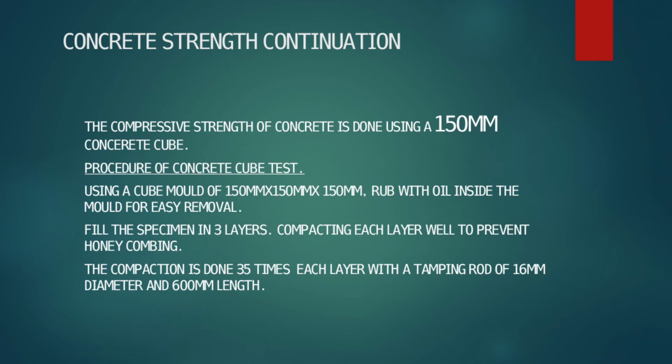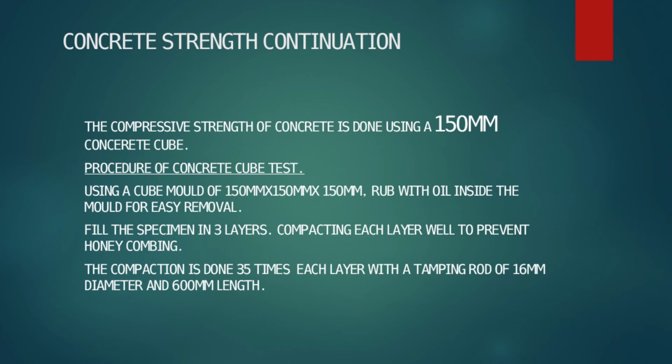Then you fill the mold in 3 layers, approximately a third of the cube each. The concrete that you use is the one you obtain from the batching plant. You pick a sample in the morning, a sample in the afternoon, and a sample in the evening so that you maintain the batching.